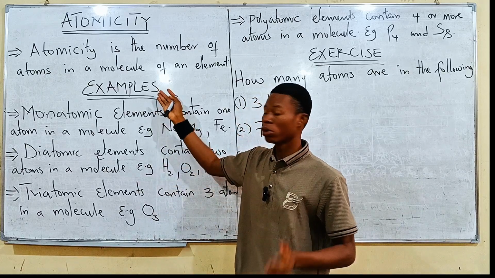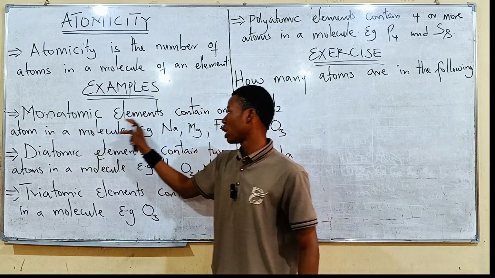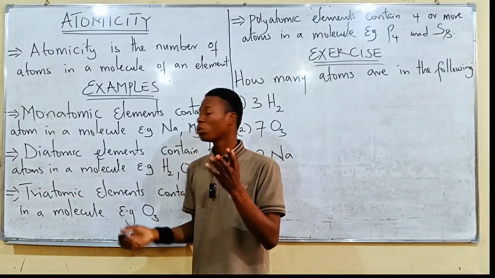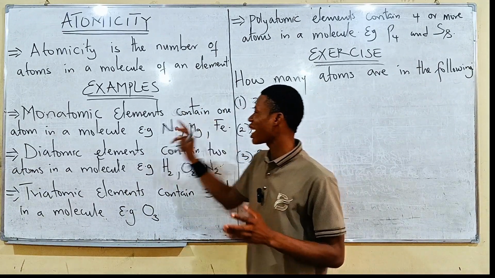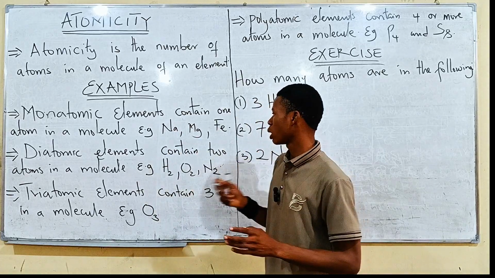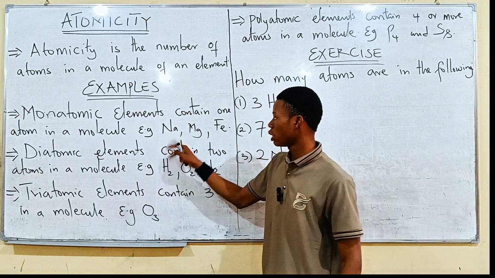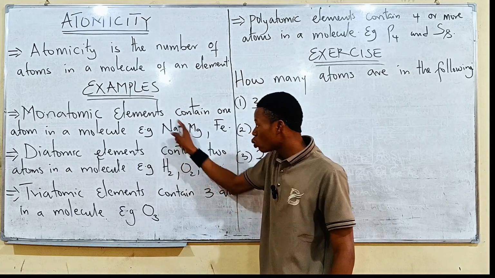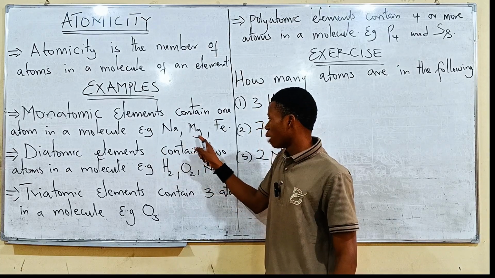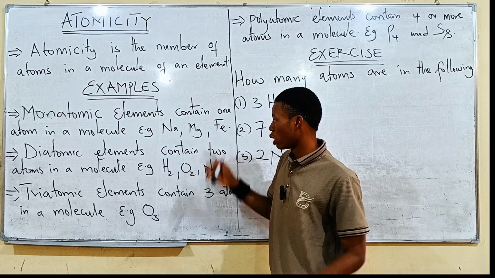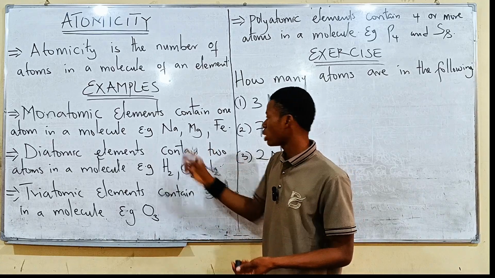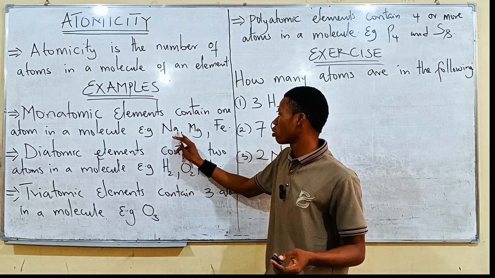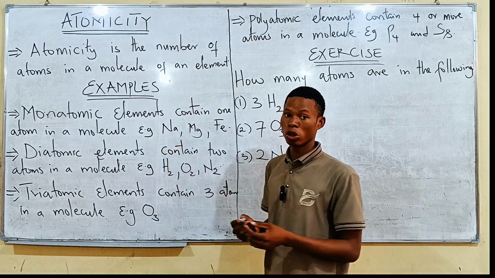Let's take, for example, monatomic elements. Mono means one. So monoatomic elements contain just one atom in a molecule. What does that mean? If you look at this, this is sodium, Na. As you can see, it's just one atom in this sodium molecule. Magnesium, 1. Iron, 1. But it is not necessary to write the 1 here since it is 1 already. So there's no need writing 1 here. We already know it's monoatomic.